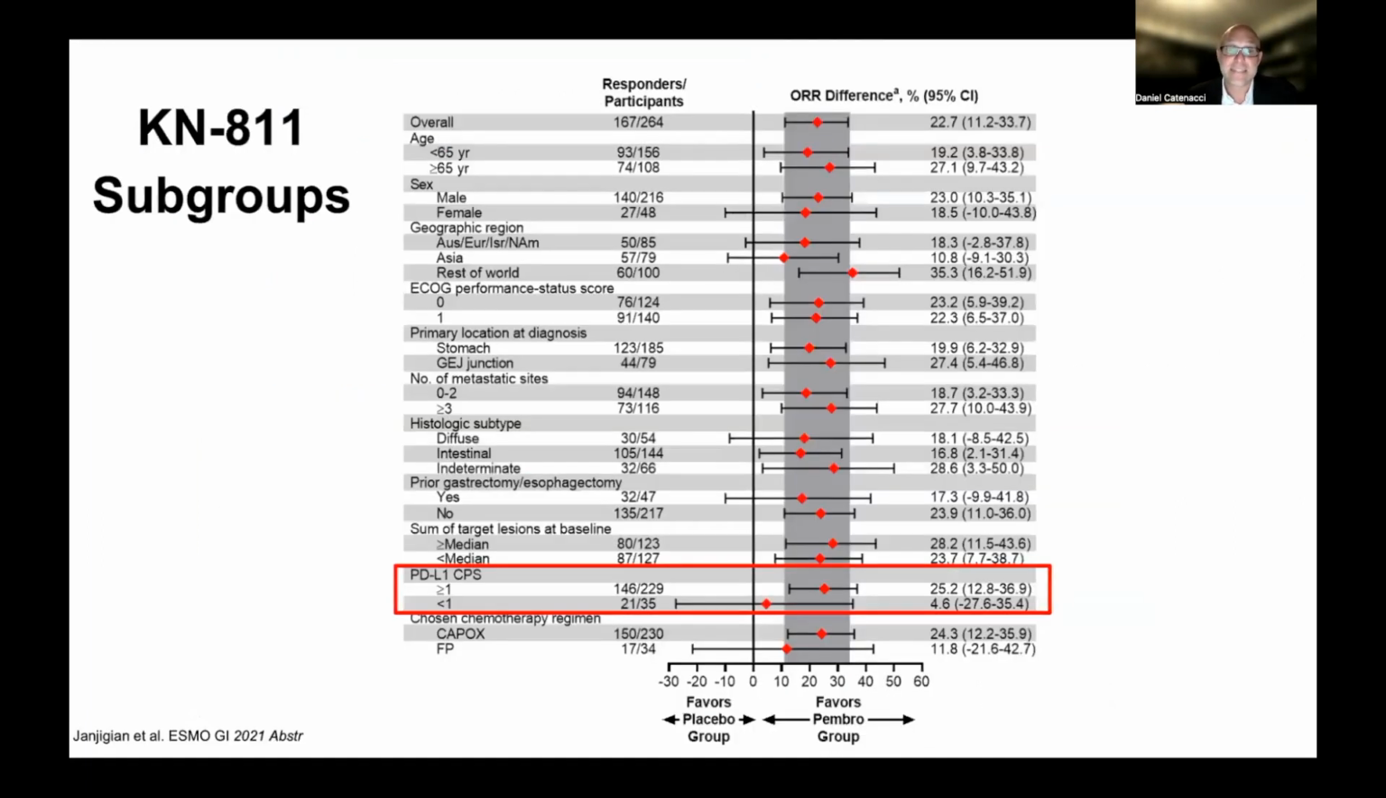Alluding to that, we did see a quick look at a later abstract that showed, again, a forest plot looking at a number of different variables. And if things are to the right of the zero line, in this case, what is being plotted here is the response rate, the difference in response rate between the two groups. If it's to the right, it favors pembrolizumab. If it's to the left, it favors the placebo group. And the response rate difference is around 20% in all the parameters, except for the PD-L1 subgroup that is low. And so maybe PD-L1 does matter.